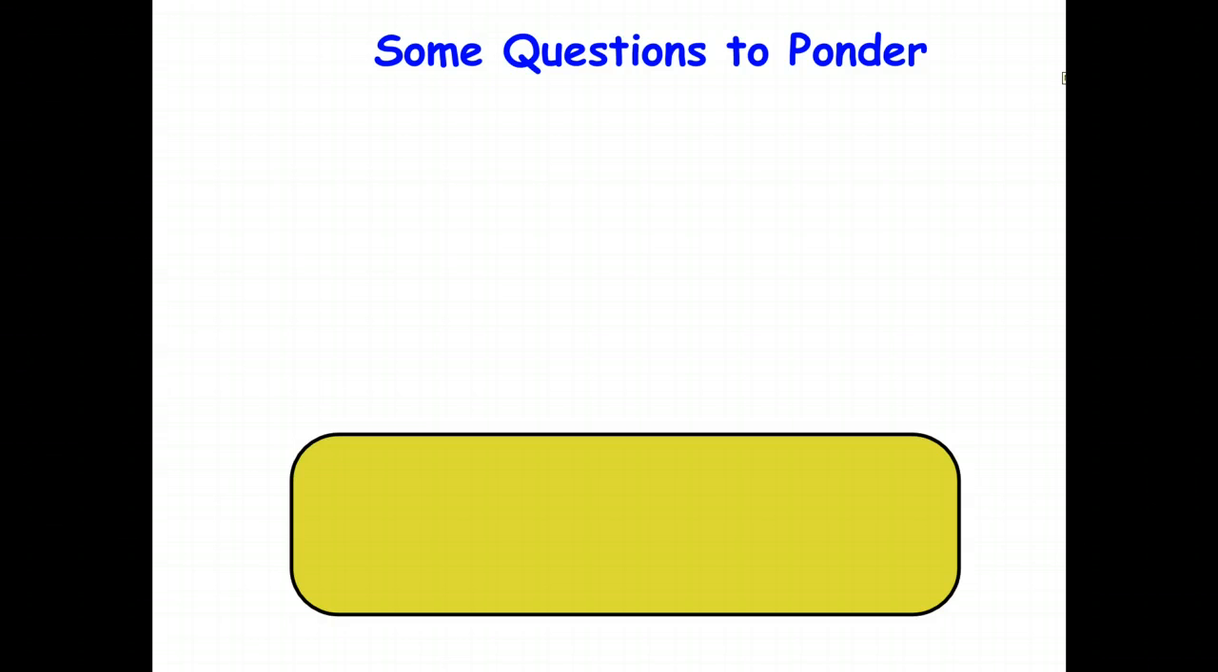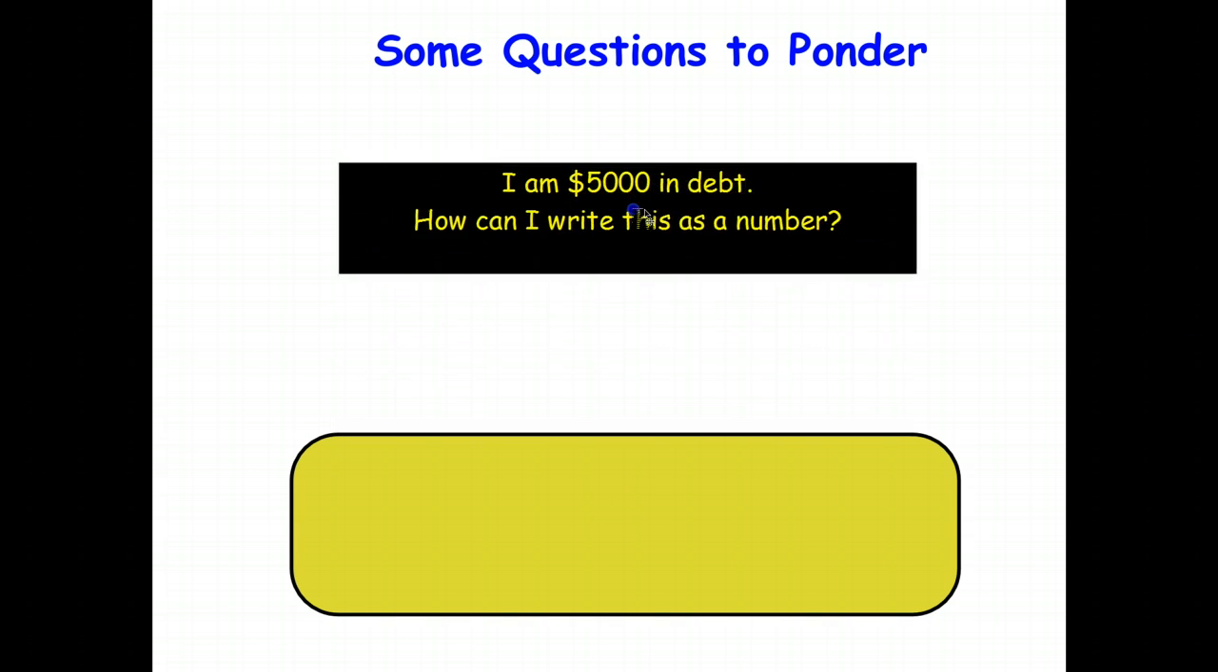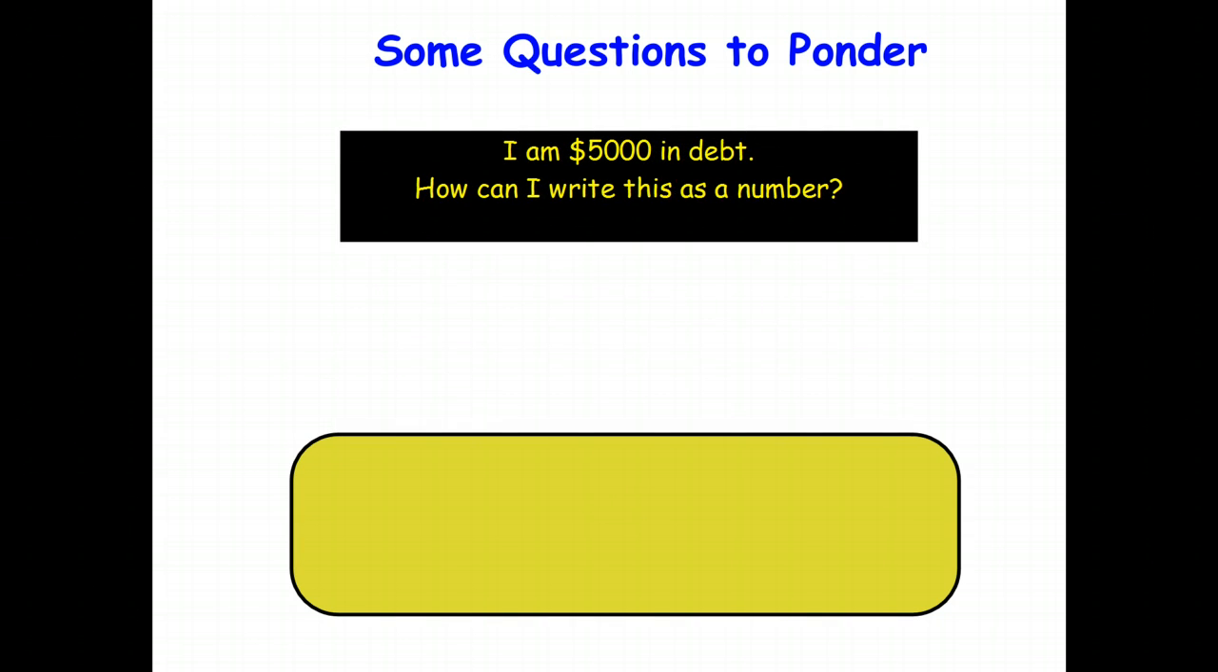So let's start by looking at a few questions involving positive and negative numbers. So the first one, I'm $5,000 in debt. How do I write this as a number? Well, because you're basically in debt, it means your amount of money is below zero. So the answer to that would be writing it as negative 5,000.